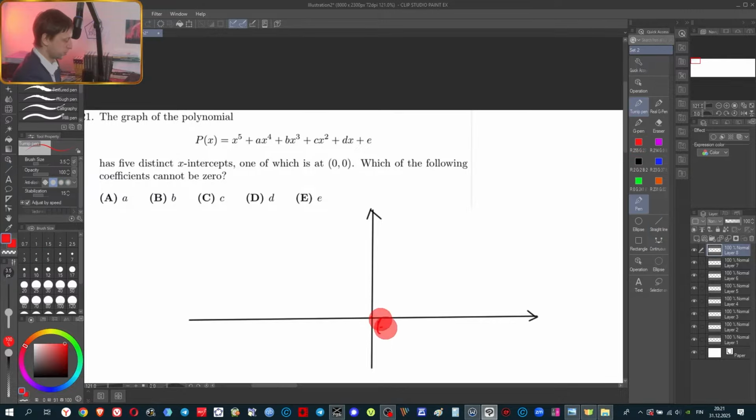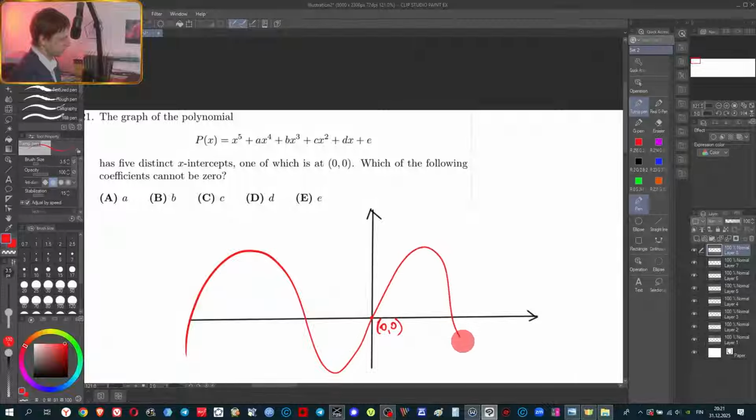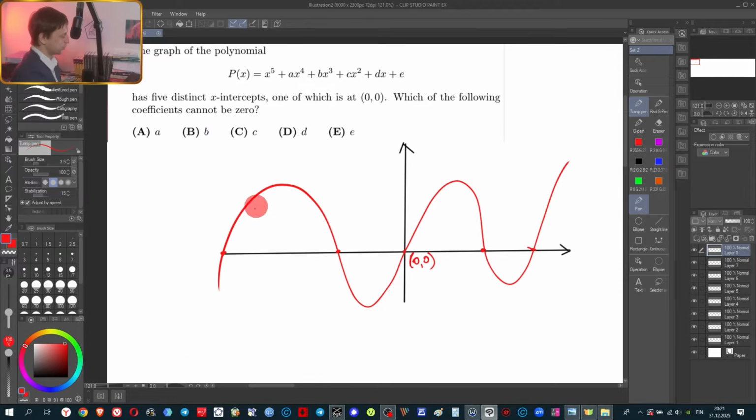So let me draw this point, (0, 0), and it also has 5 distinct x-intercepts. So besides this point, the polynomial also intersects the x-axis at 4 other different points. So 1, 2, 3, 4. As you can see, it is just from our initial condition. The graph that we have here has 5 distinct x-intercepts, one of which is (0, 0). Well, as simple as that.